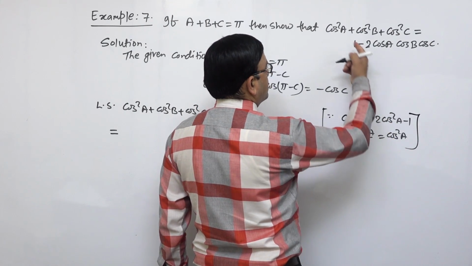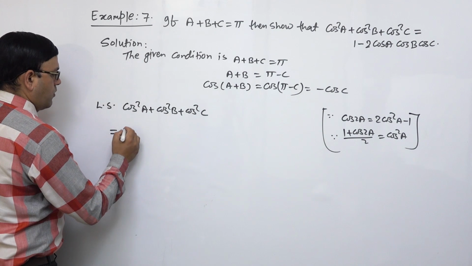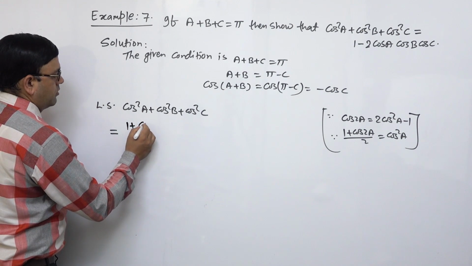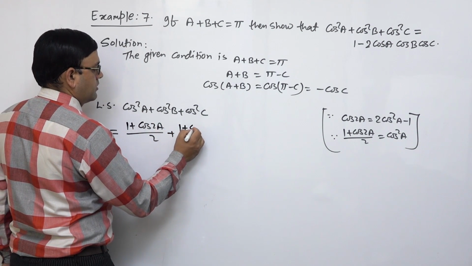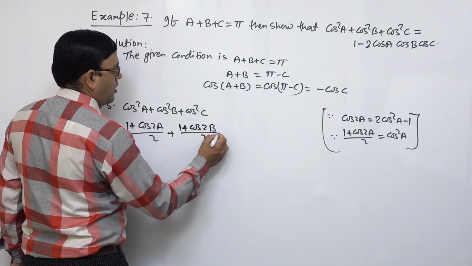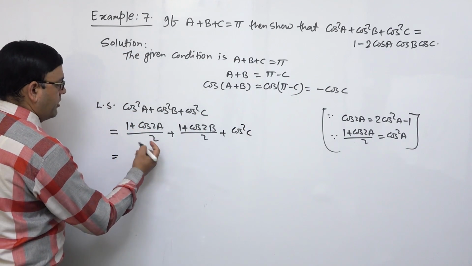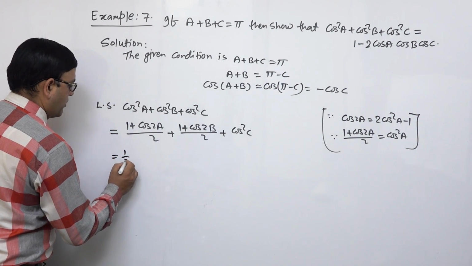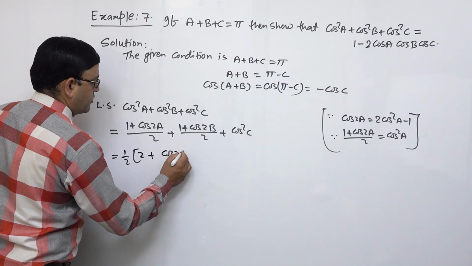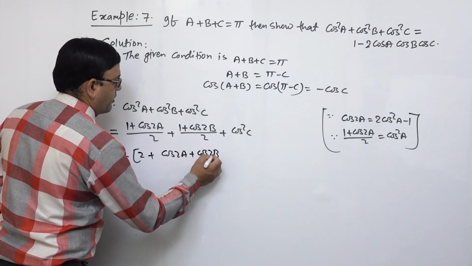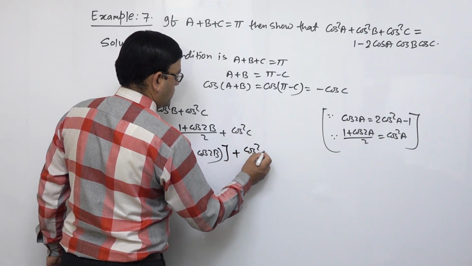So cos square A, instead of this cos square A, we use this. So we can write 1 plus cos 2A by 2 plus, instead of cos square B, we can write 1 plus cos 2B by 2 plus cos square C, we can write the same. Now this is equal to, if we take LCM 2, then we can write 1 by 2 times 1 plus 1 will be 2 plus, here is cos 2A plus cos 2B, we can put it in a bracket and close, plus cos square C.